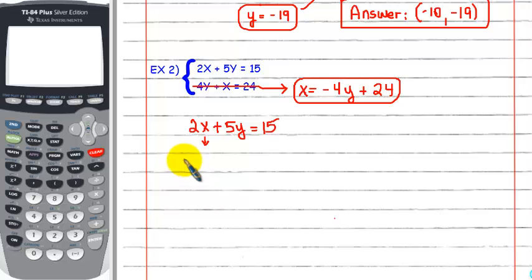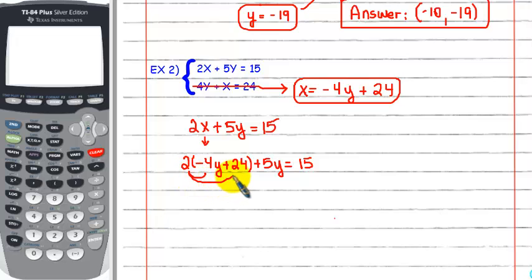So instead of x, I'm going to replace x with what I know x equals. And that's why I put a circle right there, because that tells me exactly what it is equal to. So it is equal to negative 4y plus 24. I'm going to bring down the 5y, and equals 15. So as we can see, when we substitute, now we have an equation with only one unknown, the unknown being the letter y. Now all I have to do is solve the equation for y.